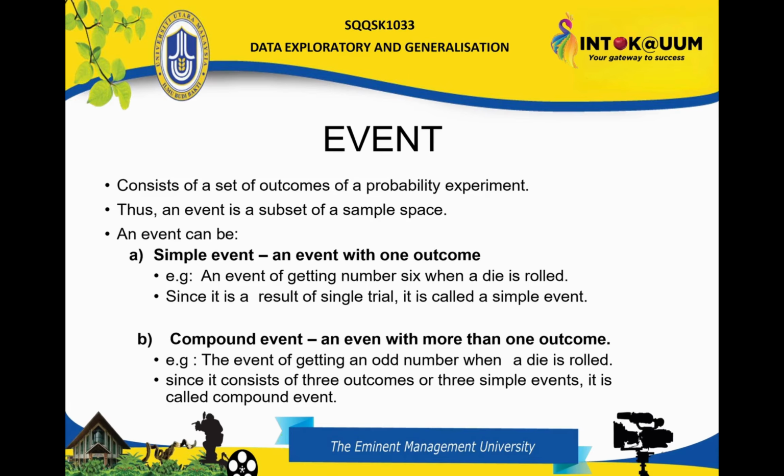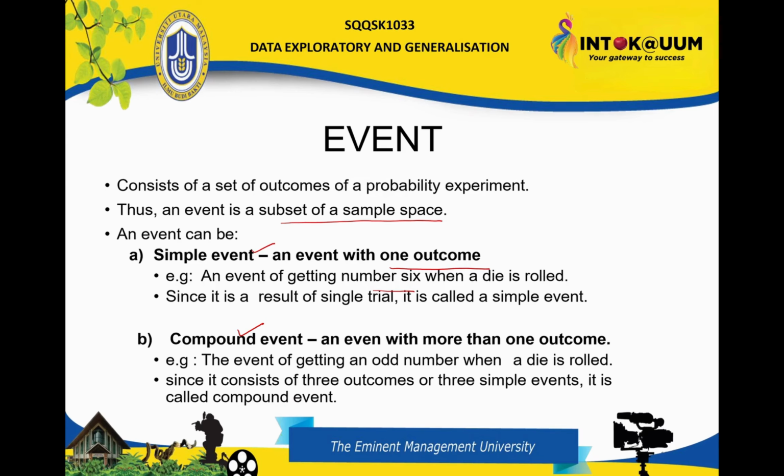Now let's explore a new idea, what we call an event. An event is a subset of the sample space. It's a specific outcome or a group of outcomes that we care about. Events can be simple or compound. A simple event includes only one outcome, for example, rolling a 6 on a die. A compound event includes several outcomes, for example, rolling an odd number: 1, 3, or 5.